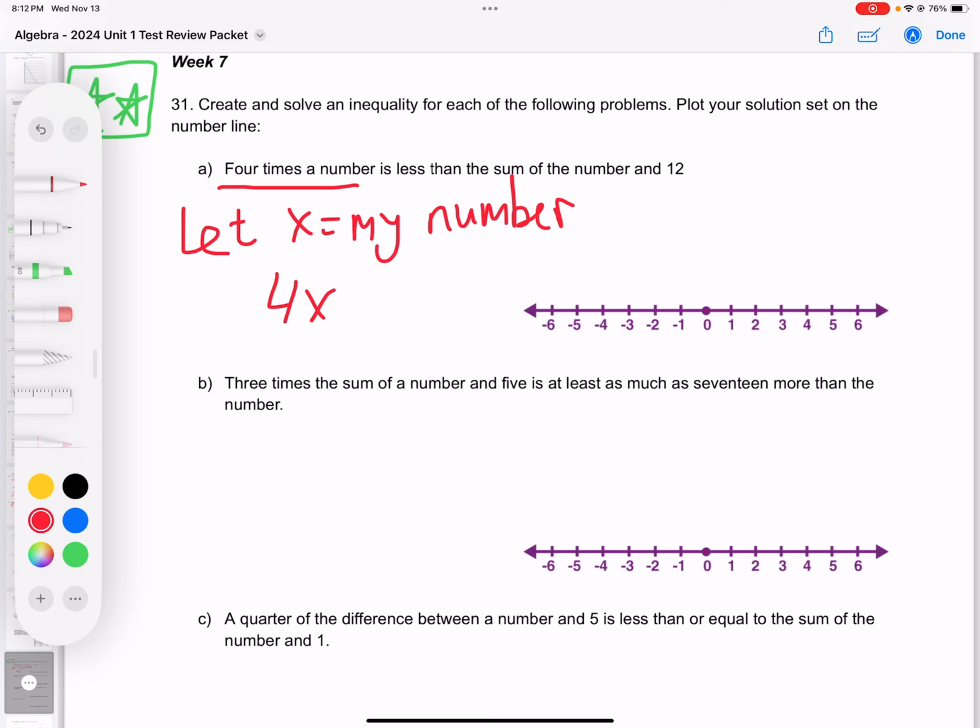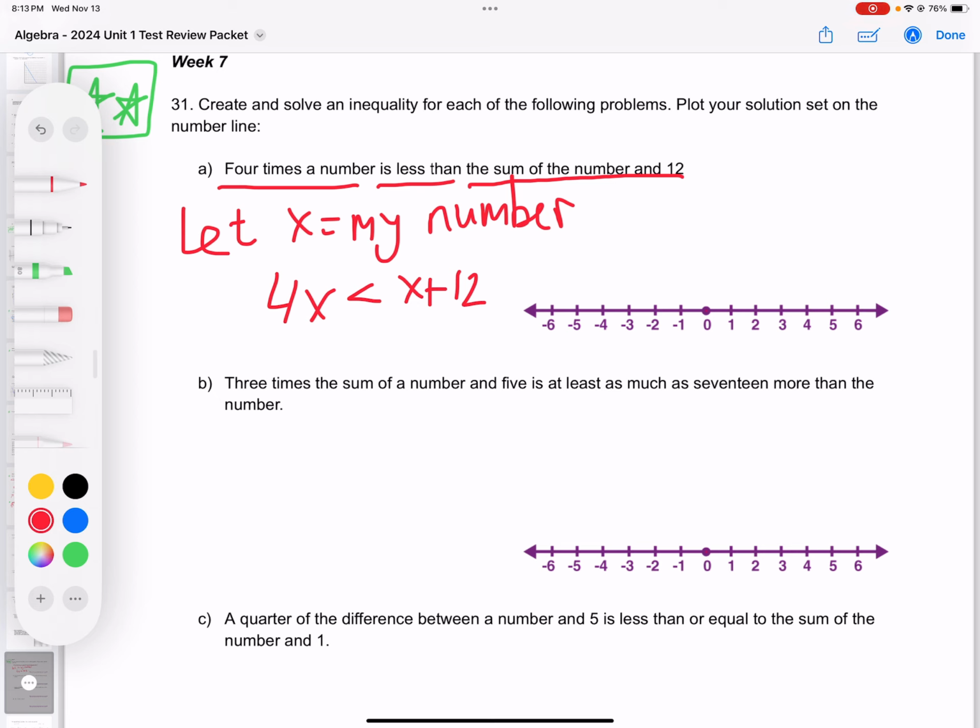4 times the number is less than. I have not continued reading the question. I am building as I go. The sum of the number and 12. Here is the sum of the number and 12. After you've built it, the solving I think is pretty strong as a group.